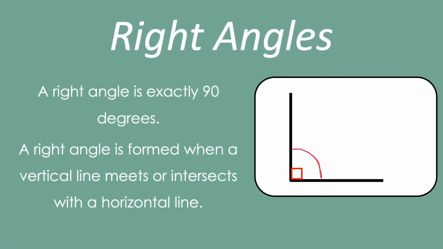A right angle is now being shown on the screen. A right angle is an angle that is exactly 90 degrees. It is formed when a perfectly vertical line shares an endpoint, or a point of intersection, with a perfectly horizontal line. Remember, vertical means up and down, horizontal means side to side.